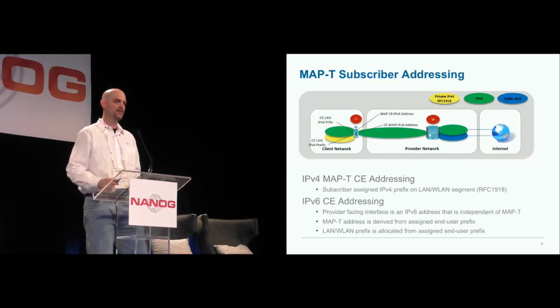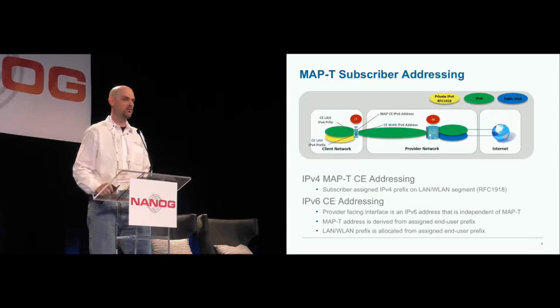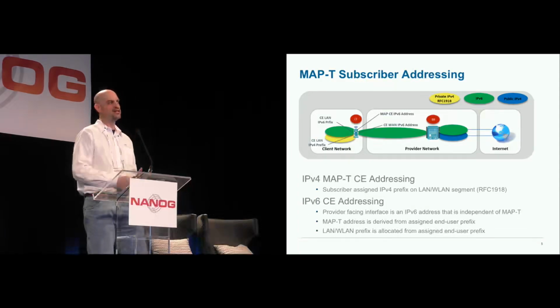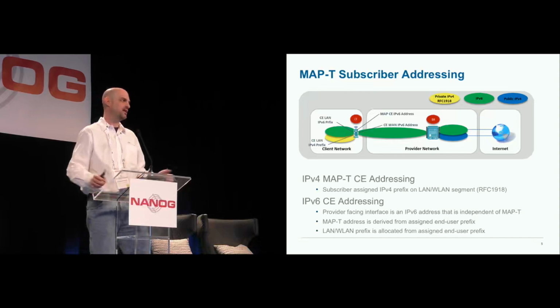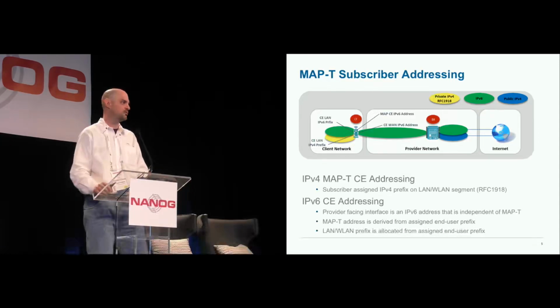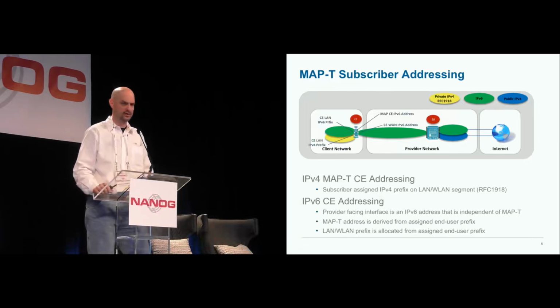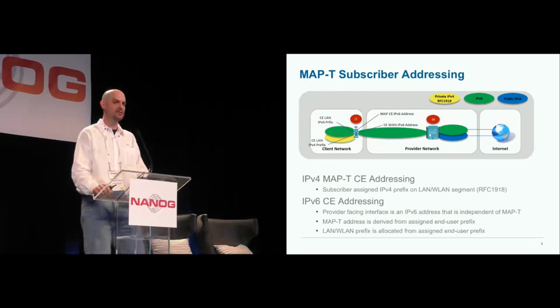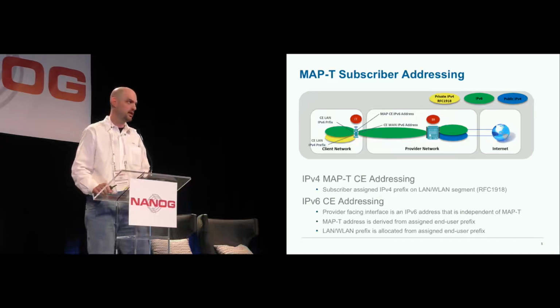So if we look at the subscriber addressing, if we look at the residential gateway, on the LAN side, it looks exactly like dual stack, right? We have the subscriber who assigns their own RFC 1918 addressing, or they could take the manufacturer default, so that's the same. And then you have the provider assigned IPv6 prefix.